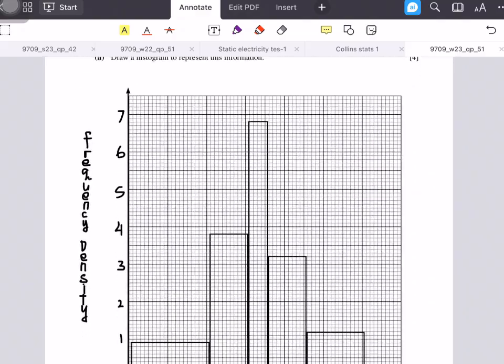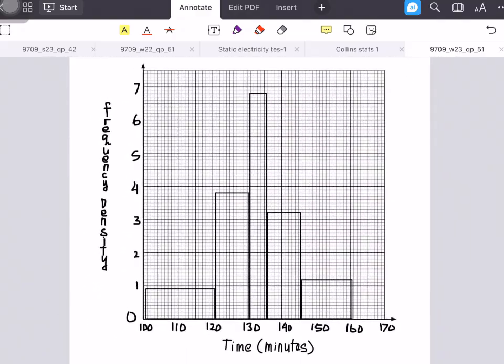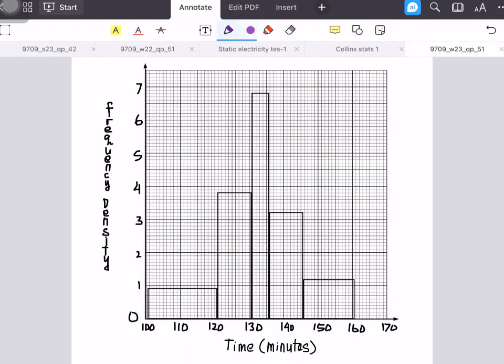This is the histogram. The horizontal axis is the time in minutes, and the vertical axis is the frequency density. As the information, the area for each rectangle shows the frequency.